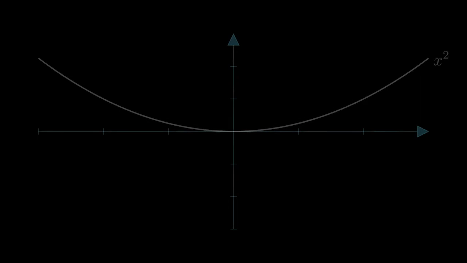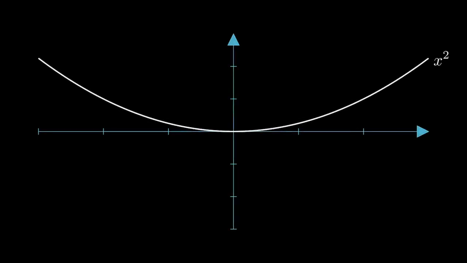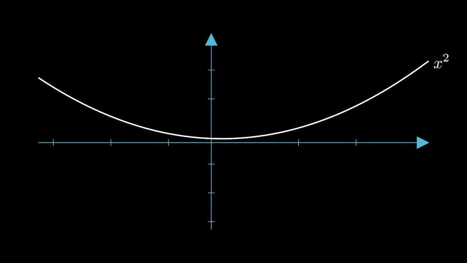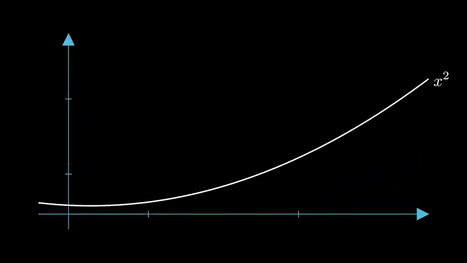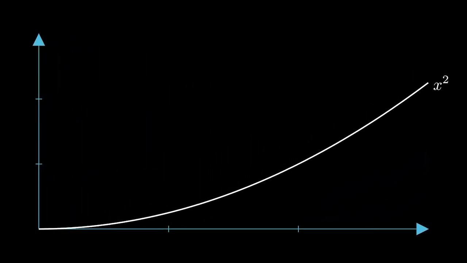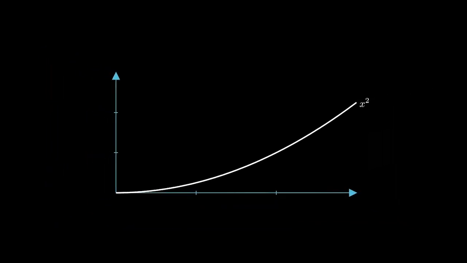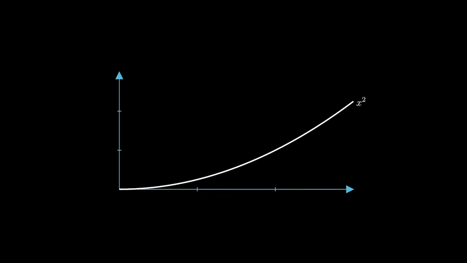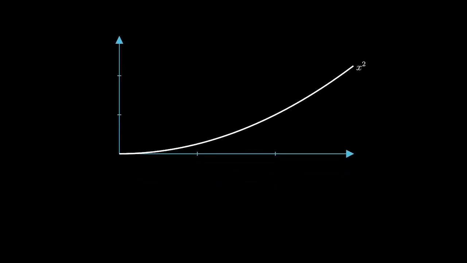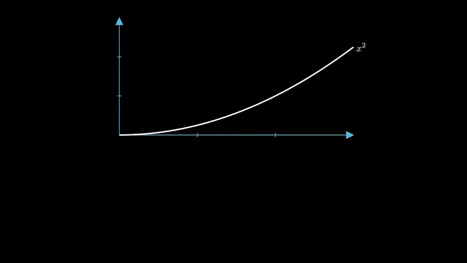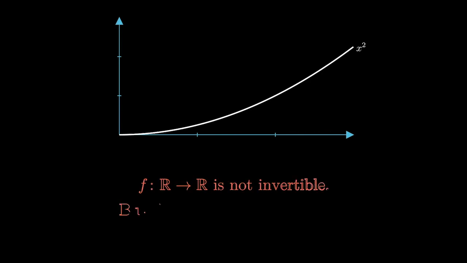Recall the example we considered last time. Take the function F of X to be X squared. As we said before, if we think of this as a function from the reals to the reals, this function is not invertible. It is neither injective nor surjective. But if we take our domain and codomain to be the non-negative reals, then F is bijective and thus invertible. And as we know, the inverse of this function, X squared, is just square root of Y.